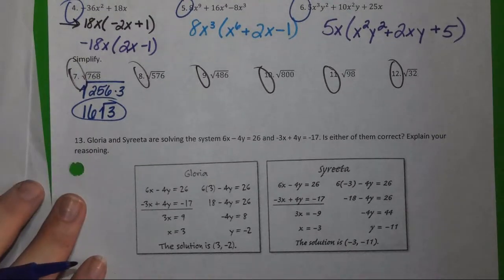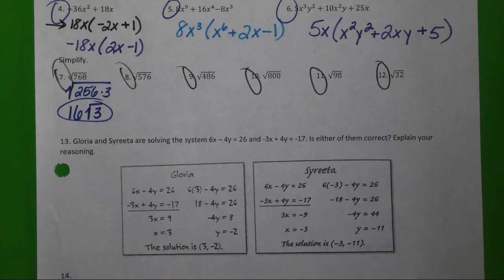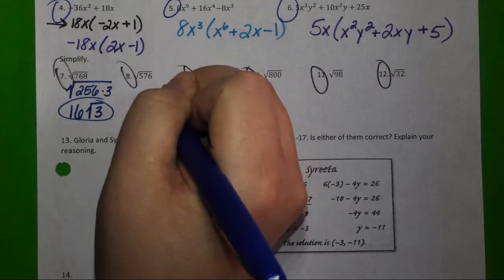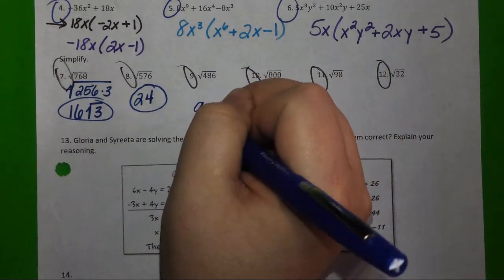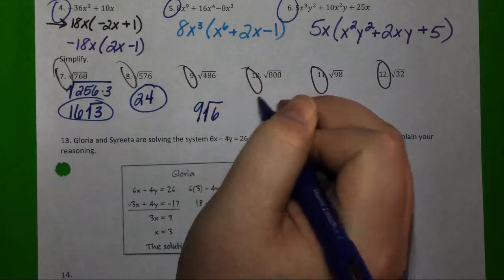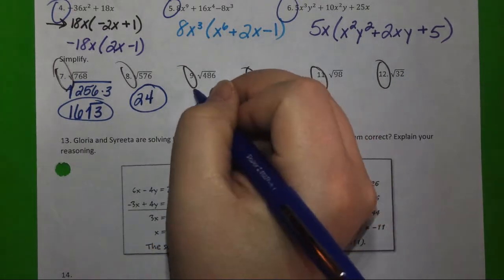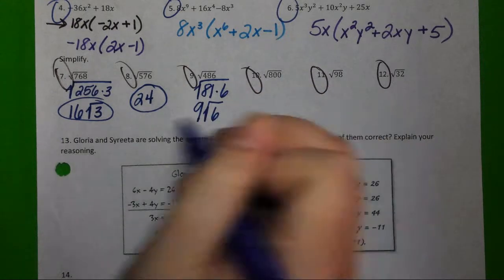Now for the next one, number 8. Yes, ma'am, 24. Did you remember your perfect squares? We memorize them for a reason, and it is a perfect square, so it's 24. Number 9. Yes, ma'am, 9 root 6. Elizabeth's not here. Paige, you can have a point, and Angel, you can have another point. It is 81 times 6, the square root of 81 is 9, so 9 root 6.